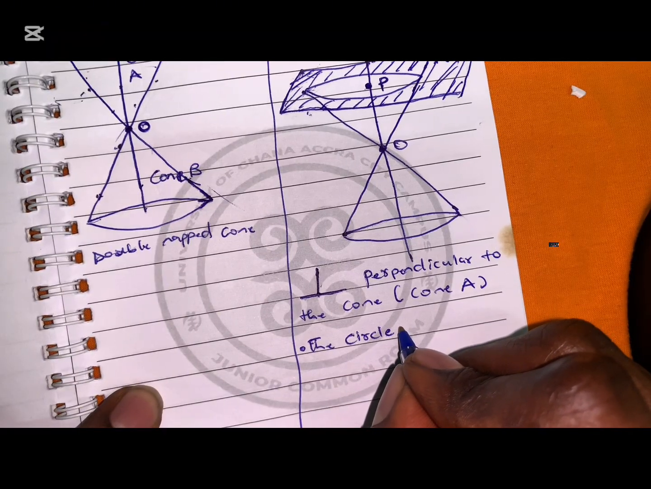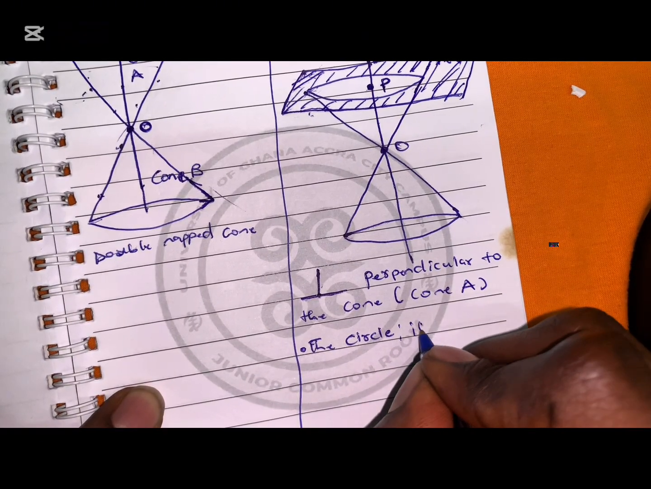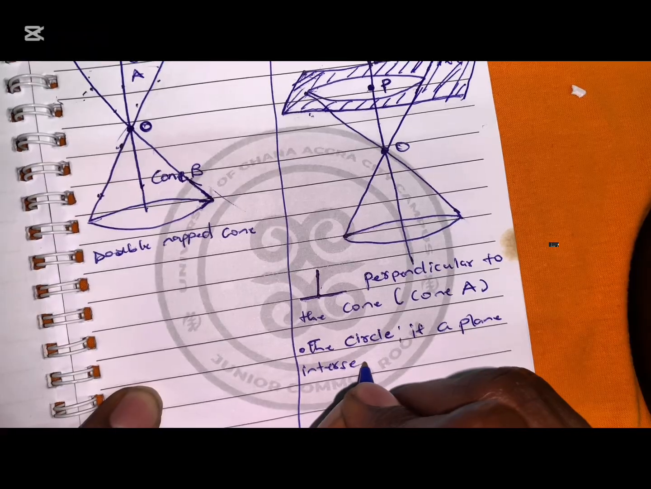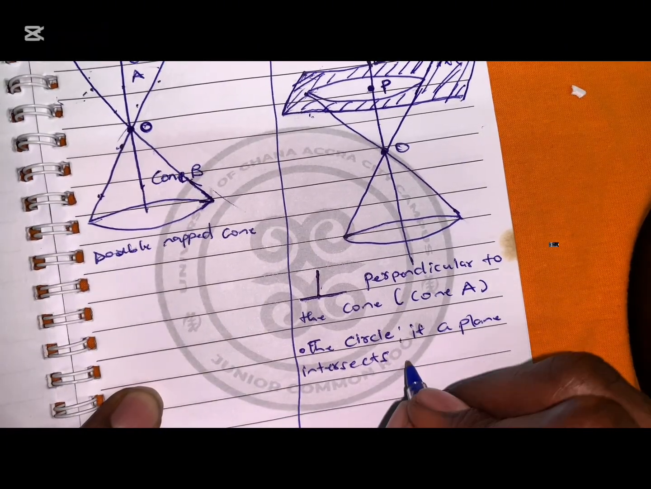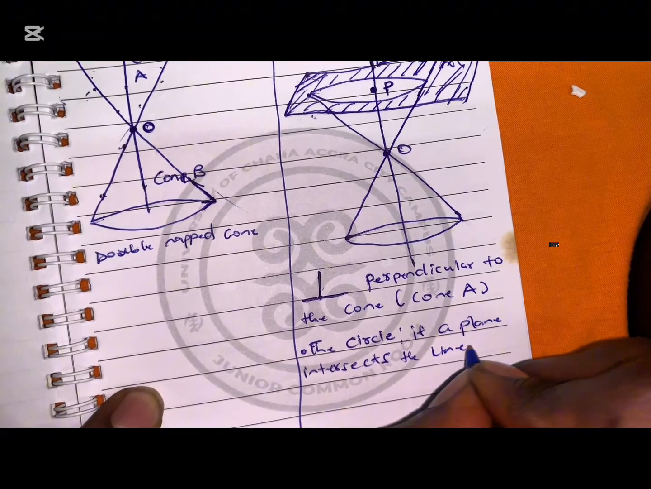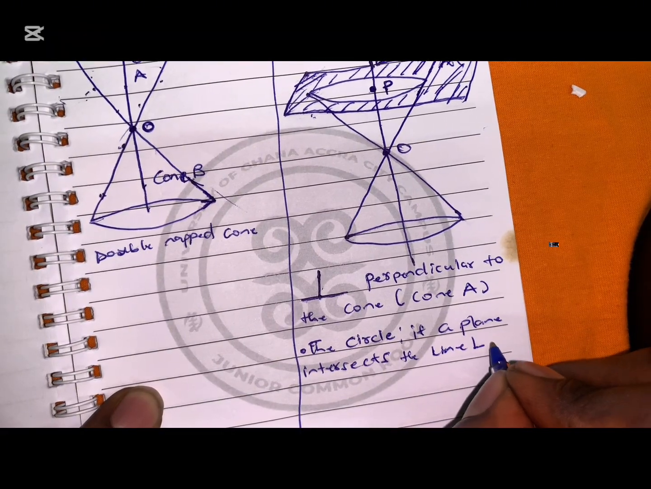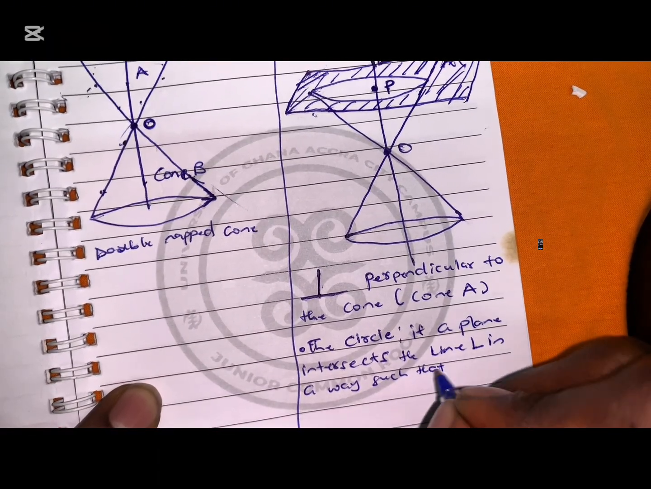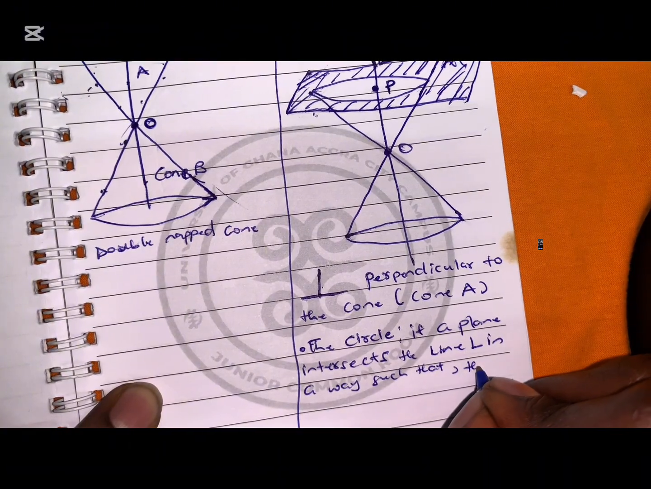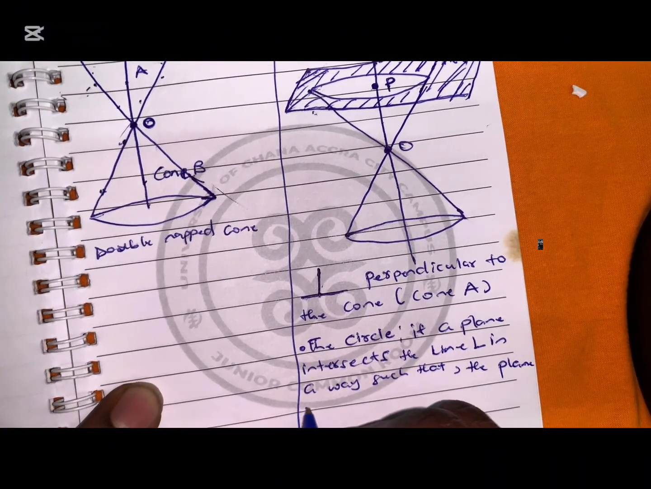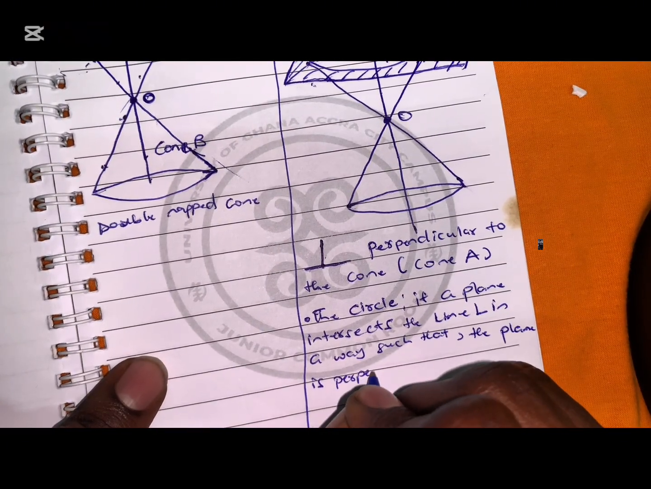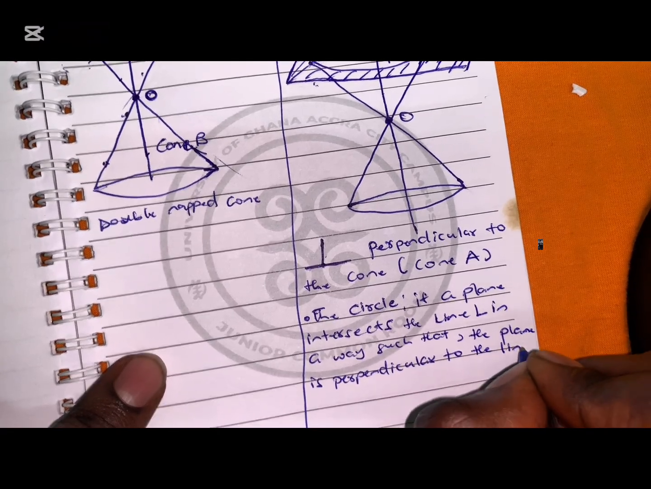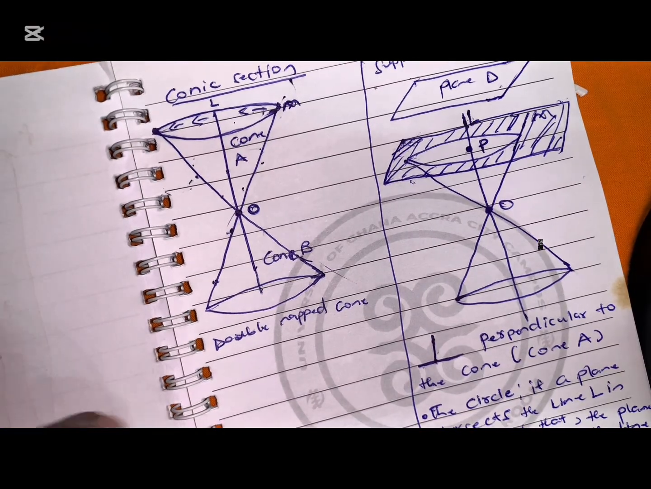Now, this circle is formed if a plane intersects the line L in a way such that the plane is perpendicular to the line L.